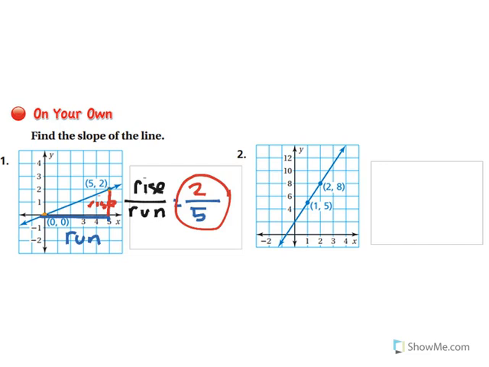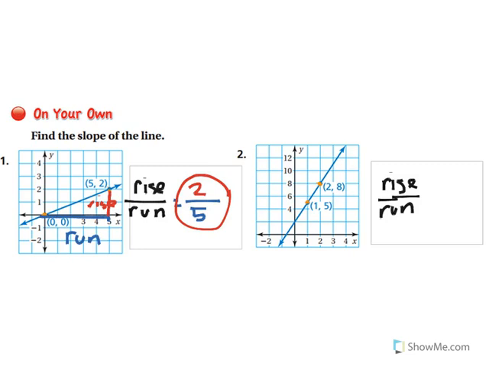And then looking at number 2, again, we're doing our rise over run. We have 2 points that are given to us. We have a point right here, which is 1, 5, and the other point is 2, 8. Now this one you'd be very careful about. It's kind of tricky the way they've done this.